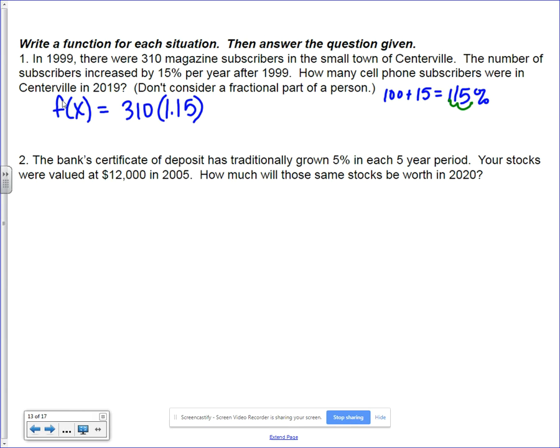Now we're going to raise that to a power. If I'm using f of x, it's going to be x. That's the function. Did I follow you guys with all that okay? Now we're actually going to plug something in. How many years went by in this situation? From 1999 to 2019 is 20 years. So you're going to take that 20 and plug it in for x.